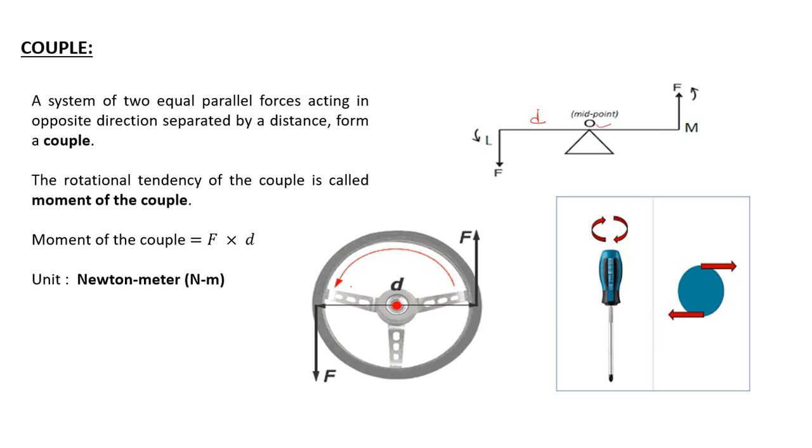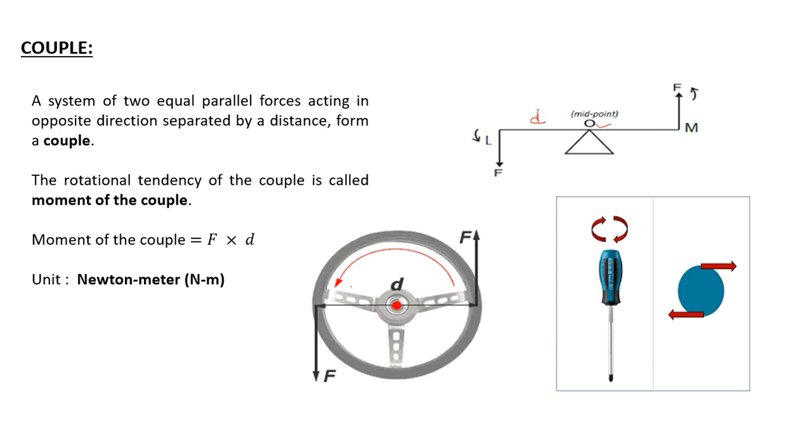Again, the two forces are trying to rotate the body, which means they are creating a moment about this point. So the rotational tendency of the couple is called the moment of the couple and is given by F into d, which is similar to the formula of moment. The unit will be the same, Newton meter. Now let's understand examples of a couple.